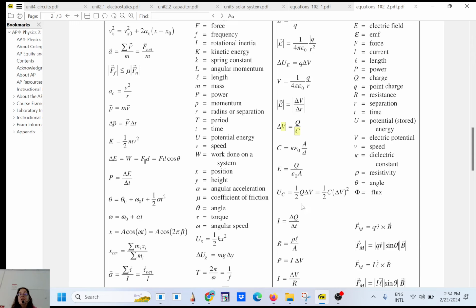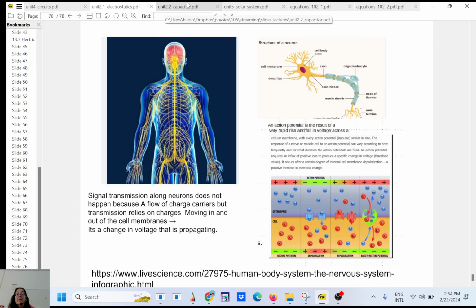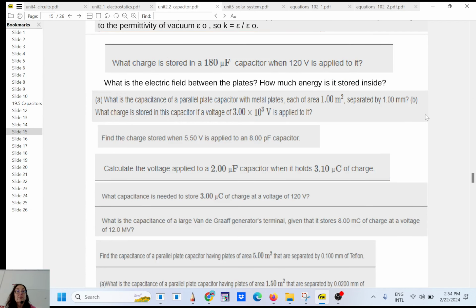That will be the energy stored. So electric field inside the capacitor. Then here you have the definition of the capacitance. Here you have the capacitance of a parallel plate capacitor. The electric field inside the capacitor, the energy stored inside the capacitor. That's why I'm telling you, you need to have your equation sheet next to you. Okay, go. Let's do the first one. Help each other, talk to each other.